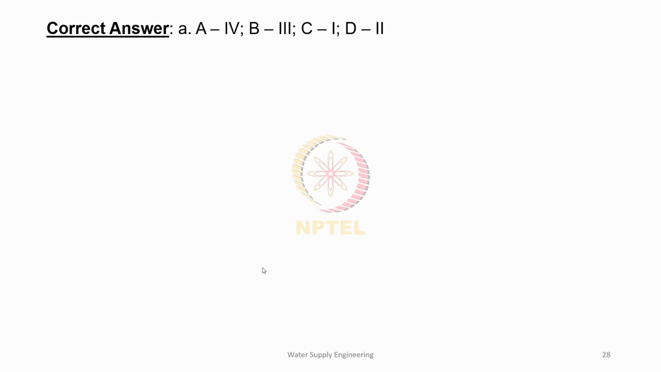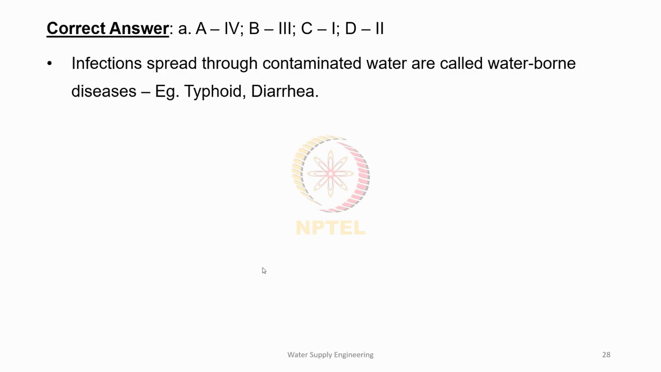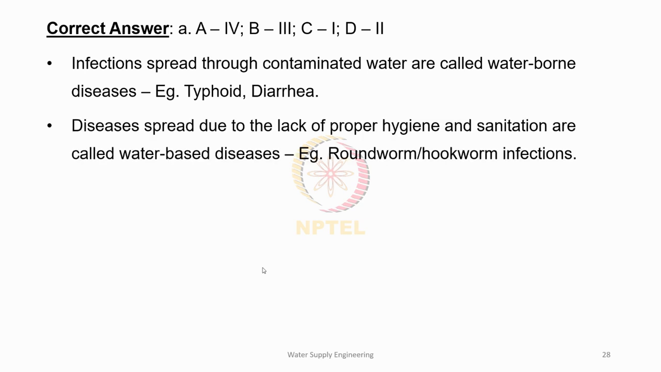Okay, we'll see. So the correct answer is option A: A4, B3, C1, and D2. That is infections spread through contaminated water. That is waterborne disease. Examples are typhoid, diarrhea. Now, the disease that is spread due to the lack of proper hygiene and sanitation. That is what is called water based disease. Example, roundworm or hookworm infections.